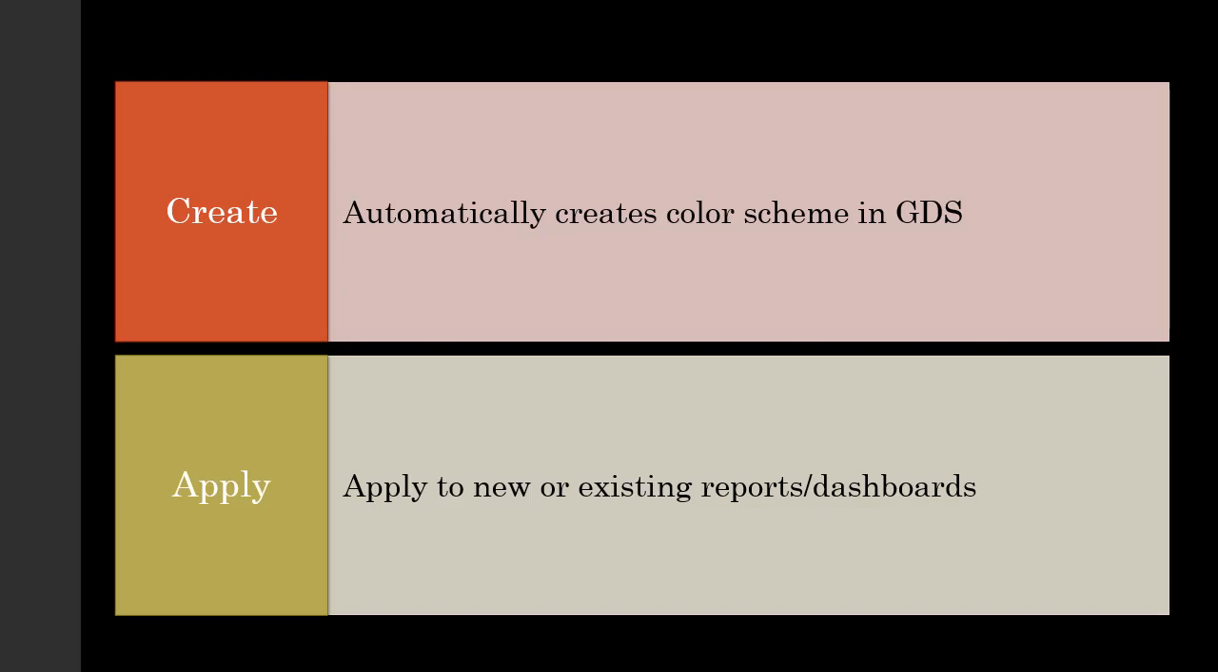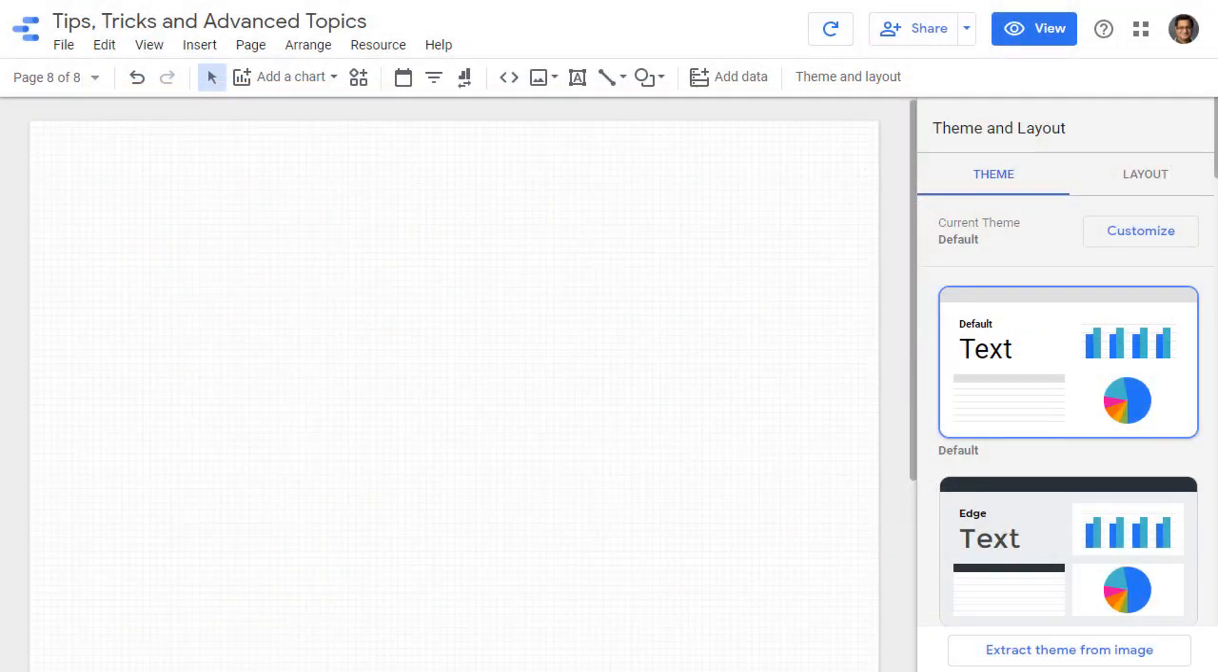This feature automatically creates color schemes in Google Data Studio. You can apply that to a new or an existing report or dashboard. Let's go to Google Data Studio and see how this works. Here I'm in Google Data Studio.